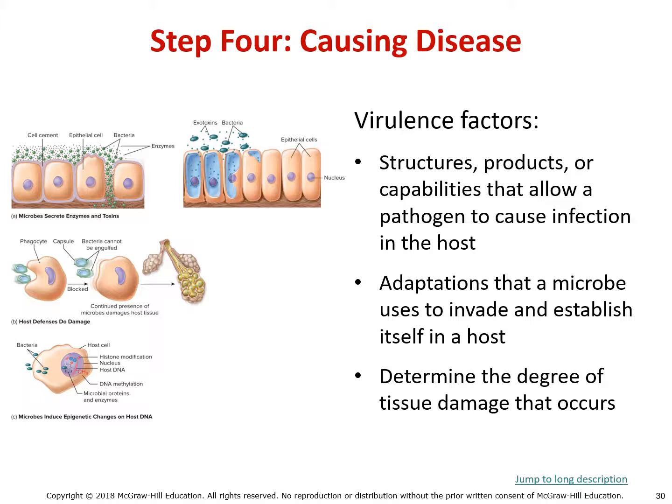So notice step 4 is going to be the accumulation of damage leading to disease. We call the features that allow for damage the virulence factors. Ultimately, these are adaptations that hurt the host. And so naturally, these are problems for us and cause signs and symptoms of disease.